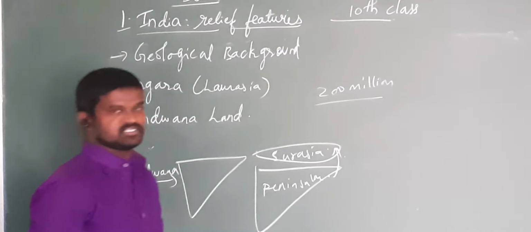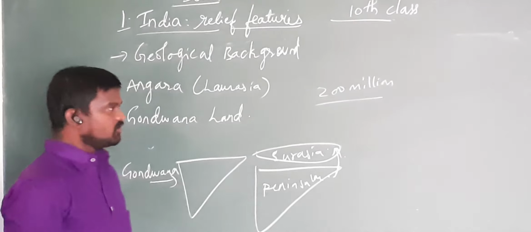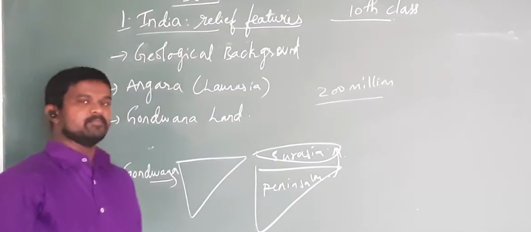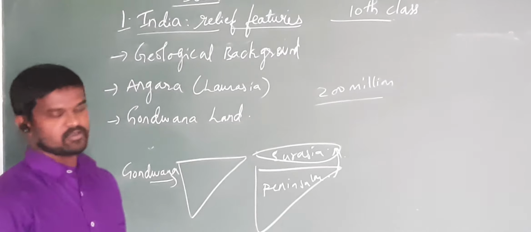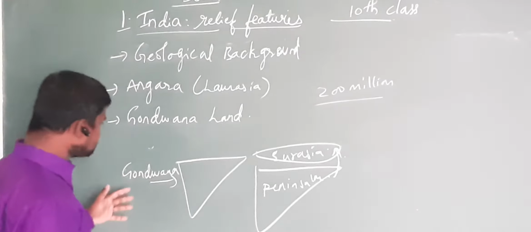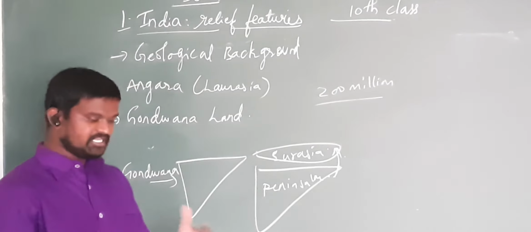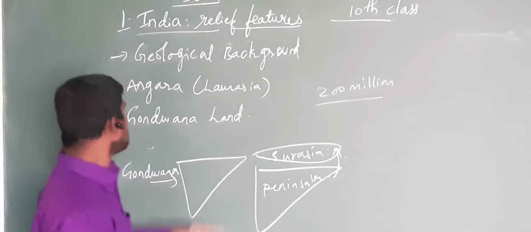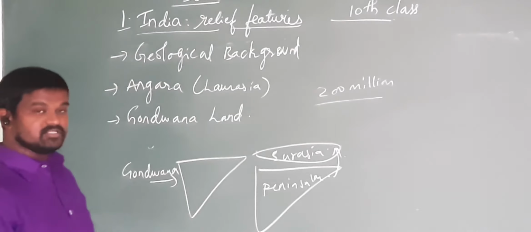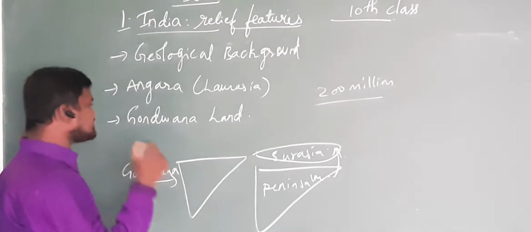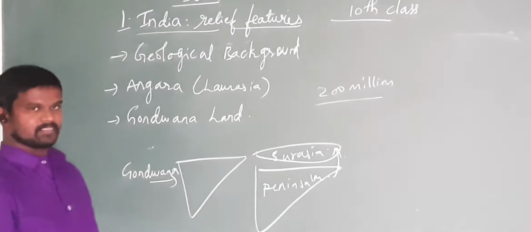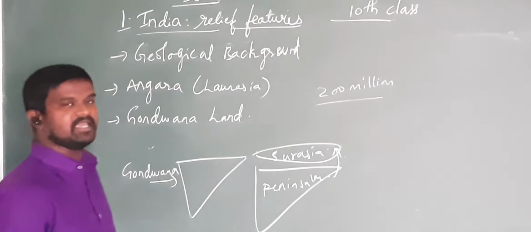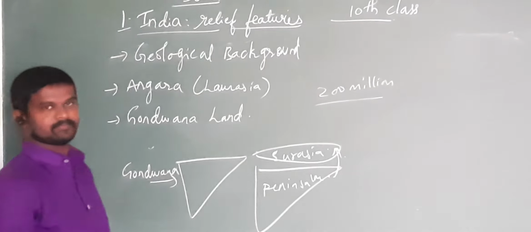Over the many years, several processes have taken place to create and modify the present physical features of our country. Mostly the world's countries originated from two giant landmasses. One is Angara, which is called Laurasia. Second is Gondwana land. Our Indian peninsular plate is a part of Gondwana land.